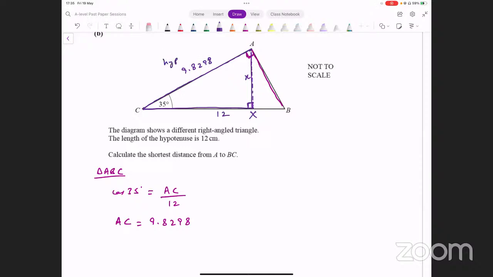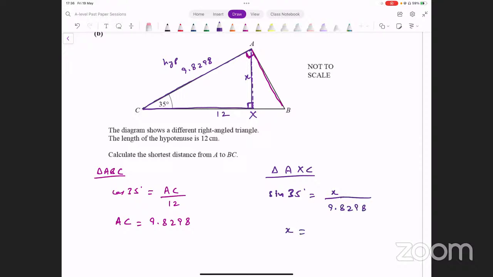इस triangle के अंदर दूसरे triangle हम कौन सी use कर रहे हैं? AXC. We know the hypotenuse. We know the angle. We need to find perpendicular. X is perpendicular. Perpendicular hypotenuse में कौन सी ratio होती है? Sine. So we can say sine of 35 should equal perpendicular, which is X, divided by the hypotenuse, which is 9.8298. यहाँ से हमारे पास X की वैल्यू आ जाएगी.